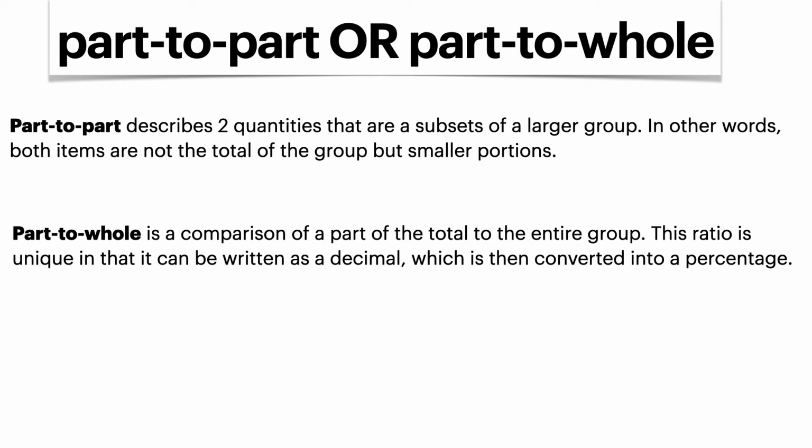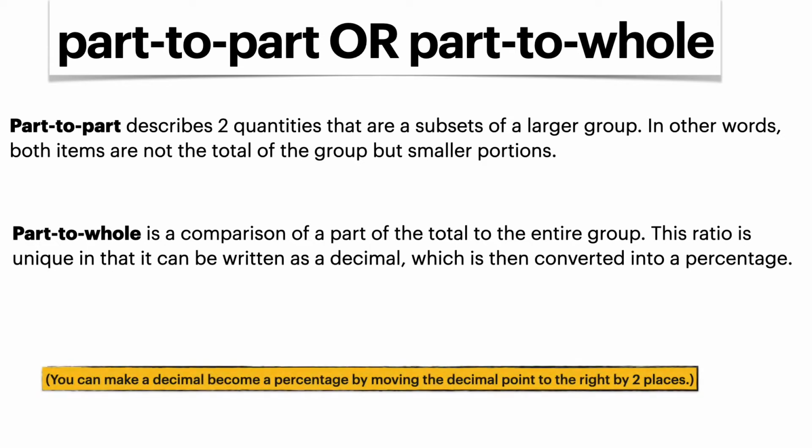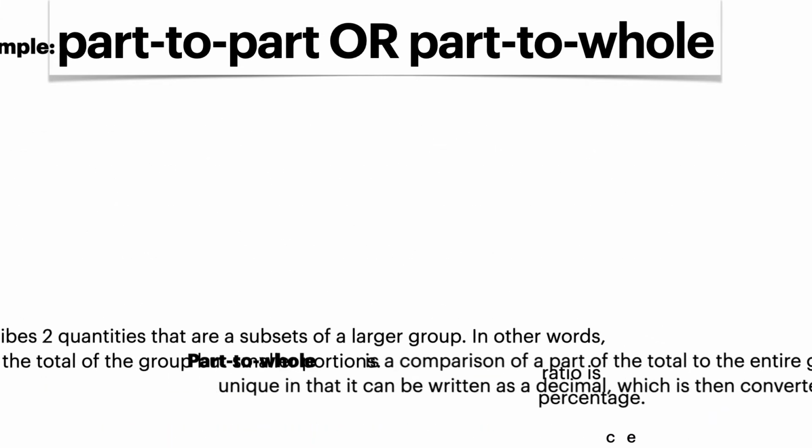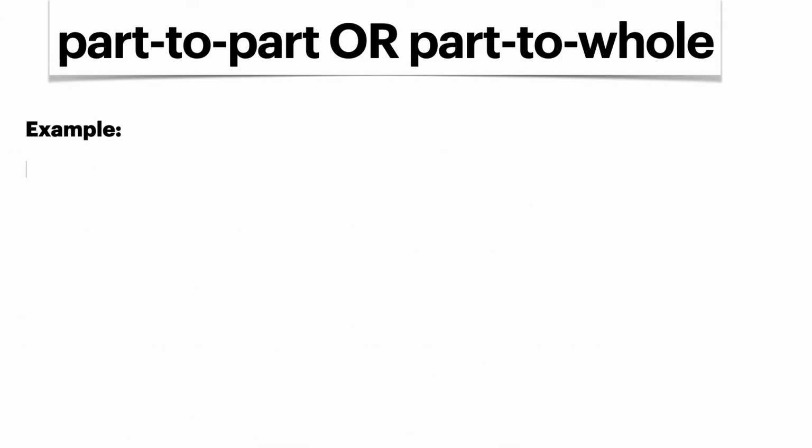The ratio is unique and then it can be written as a decimal when it is converted into a percentage. Okay, so we can convert that into a percentage. You can make a decimal become a percentage by moving the decimal point 2 places. All right, so if you want to convert something in a decimal to a percentage, you just move the decimal around. Okay, so if you have 0.8, you could just move the decimal 2 places to make 80%. We'll see some examples of that.